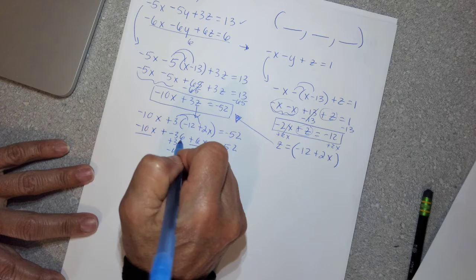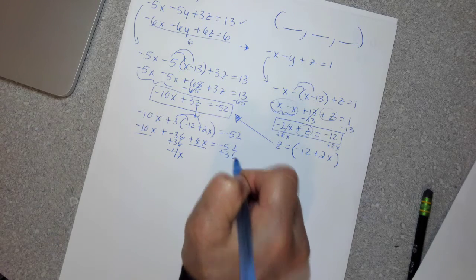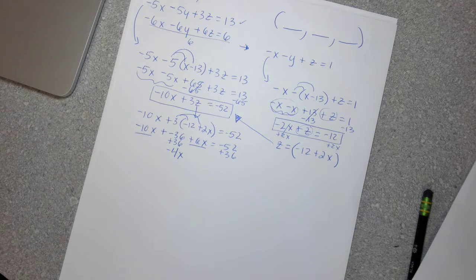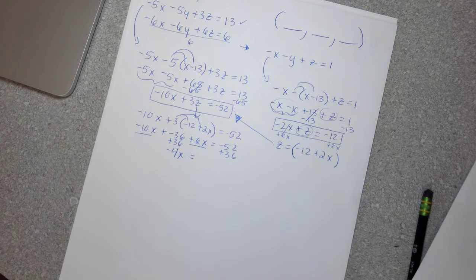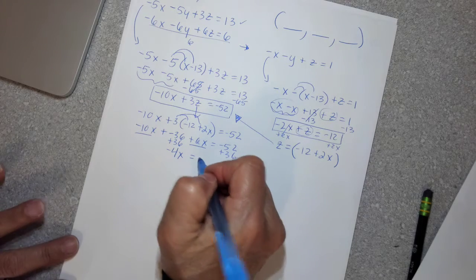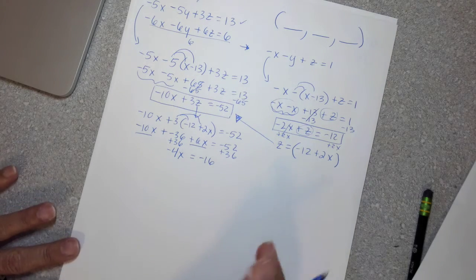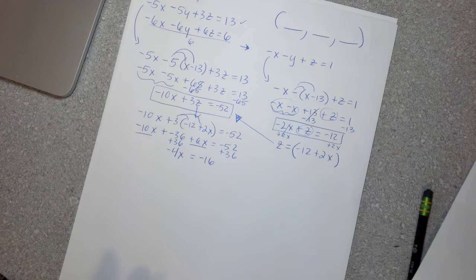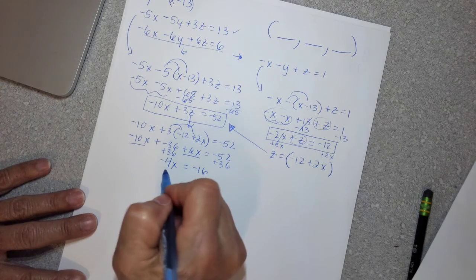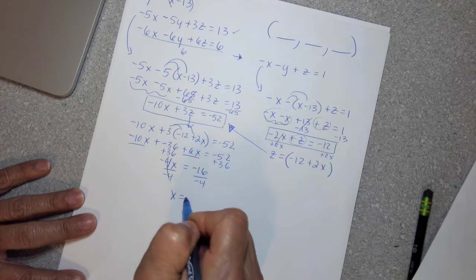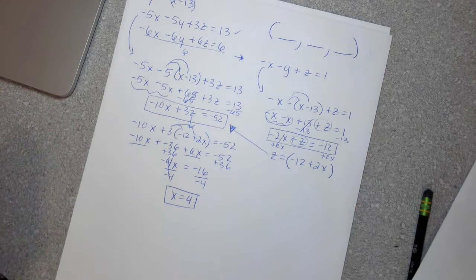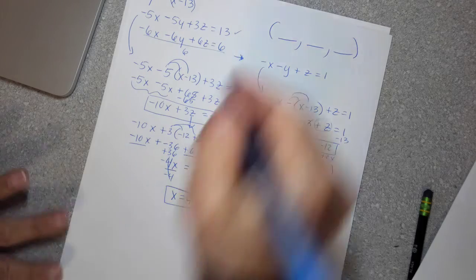And then I'm going to add this 36 over to the other side so that I can have just my negative 4x equals negative 52 plus 36. So that side will become a negative 16. And now finally the pieces are going to start to fall into place because when I divide by negative 4, I finally find out that x is 4. But the rest will go pretty quickly.